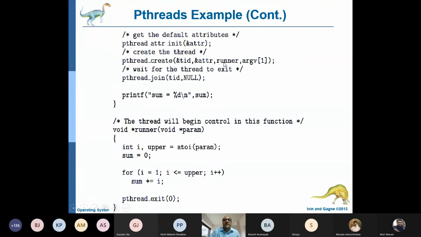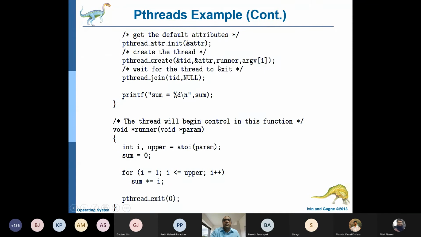Now the child thread is created and starts execution from this particular function, and upon completion it returns the TID. Till that point, the parent thread will wait. Upon the completion of the child thread, the parent thread starts its execution. Then it prints the sum. So here, what is this?